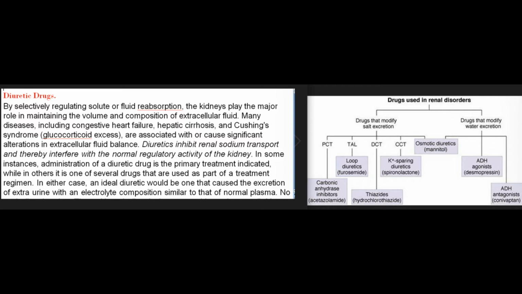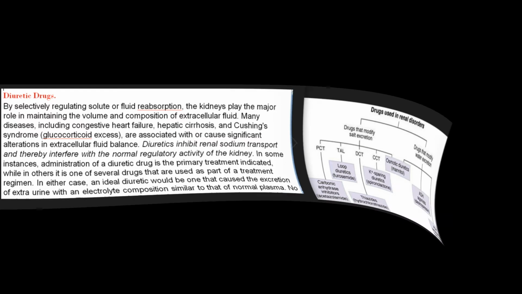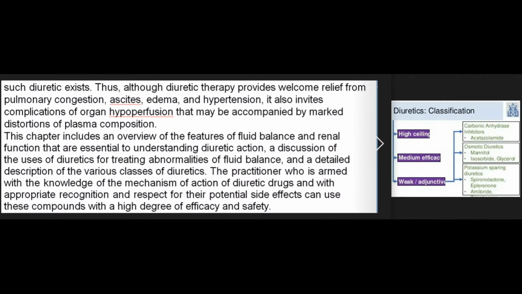In some instances, administration of a diuretic drug is the primary treatment indicated, while in others it is one of several drugs that are used as part of a treatment regimen. In either case, an ideal diuretic would be one that caused the excretion of extra urine with an electrolyte composition similar to that of normal plasma. No such diuretic exists. Thus, although diuretic therapy provides welcome relief from pulmonary congestion, ascites, edema, and hypertension, it also invites complications of organ hypoperfusion that may be accompanied by marked distortions of plasma composition.